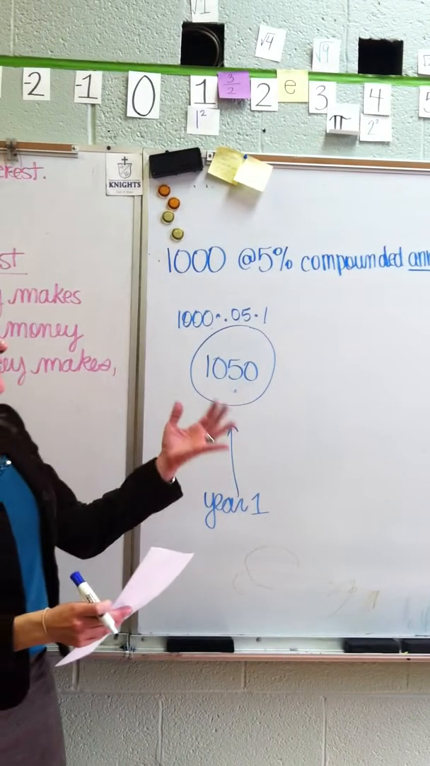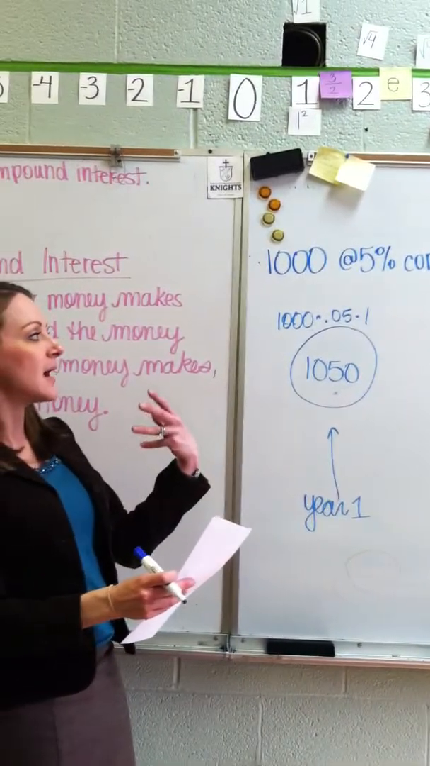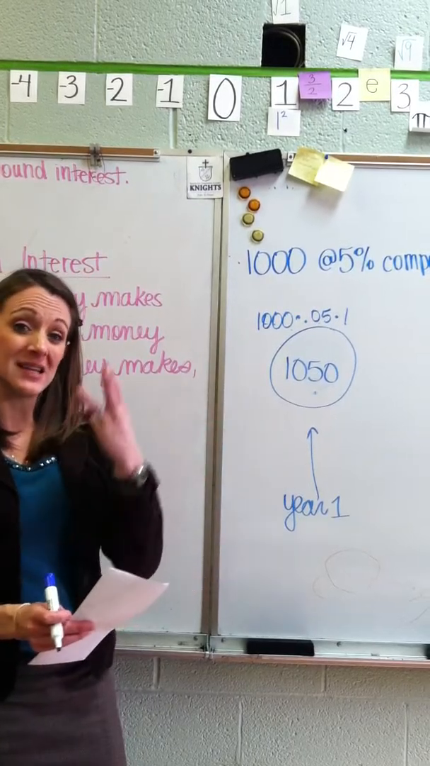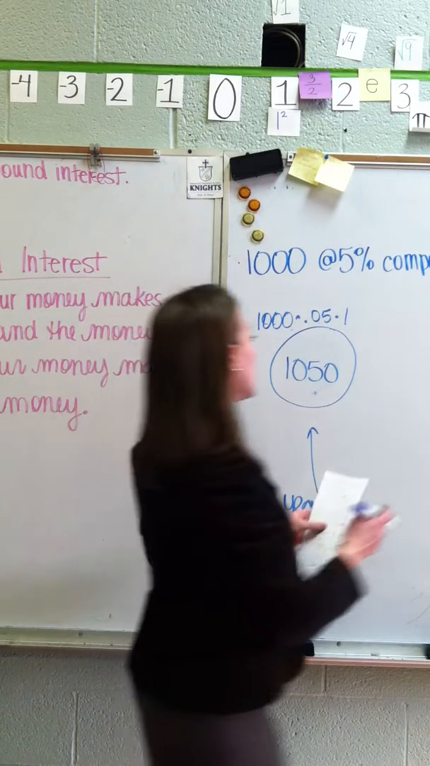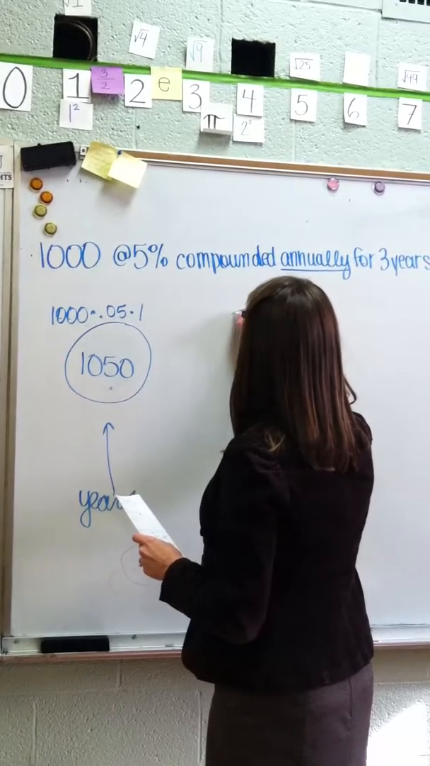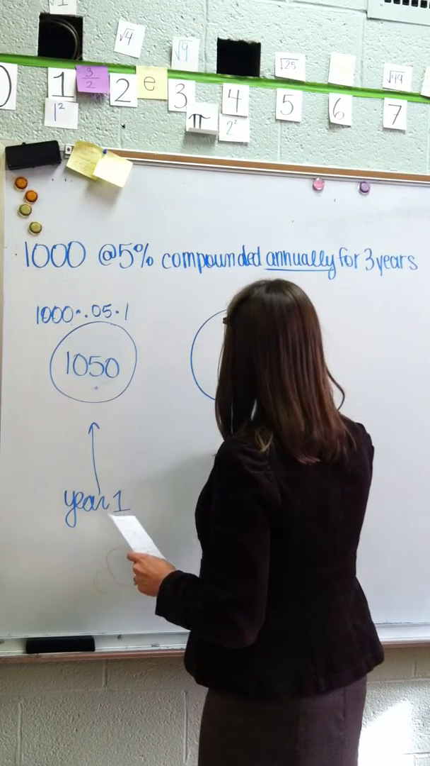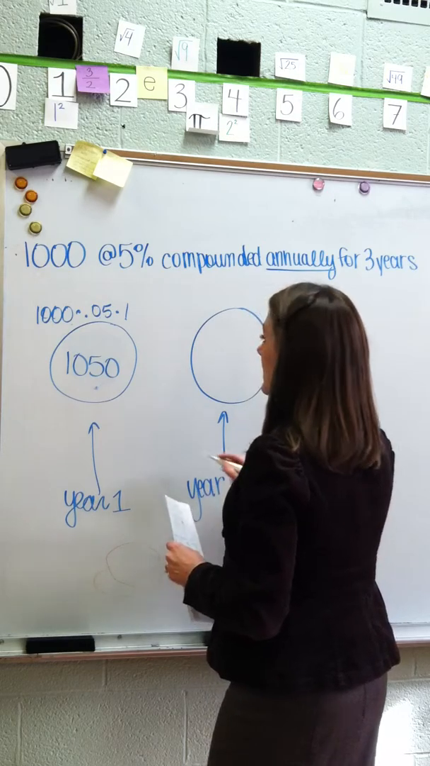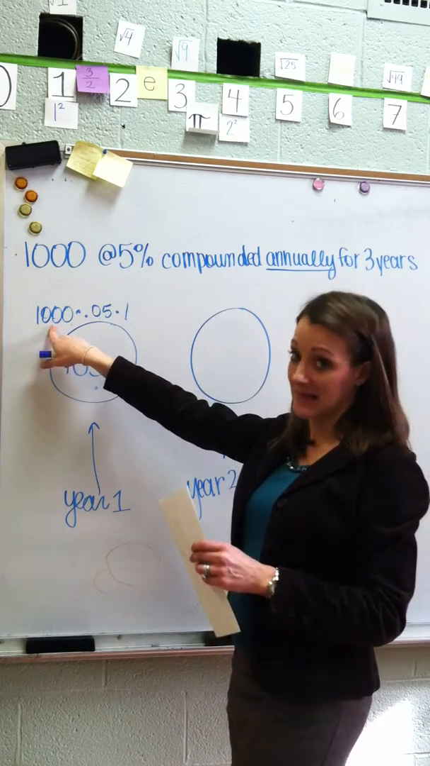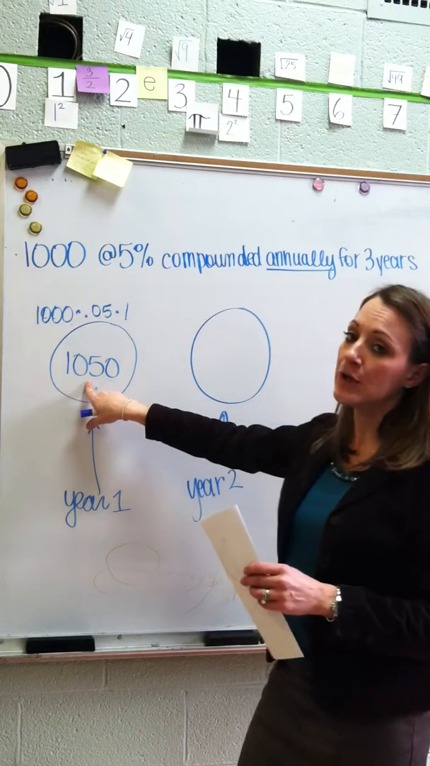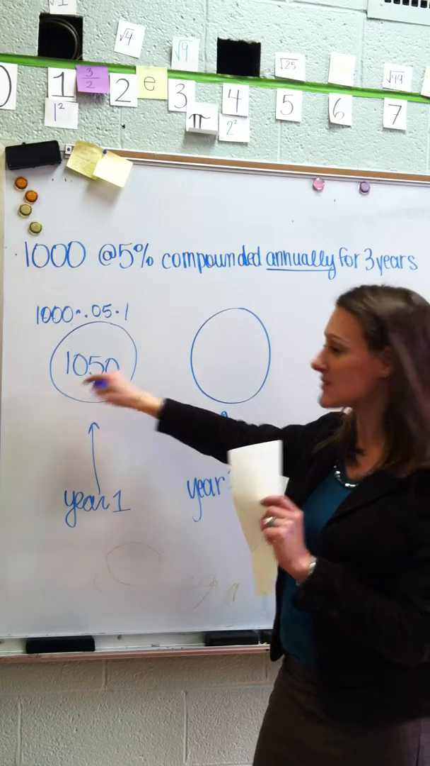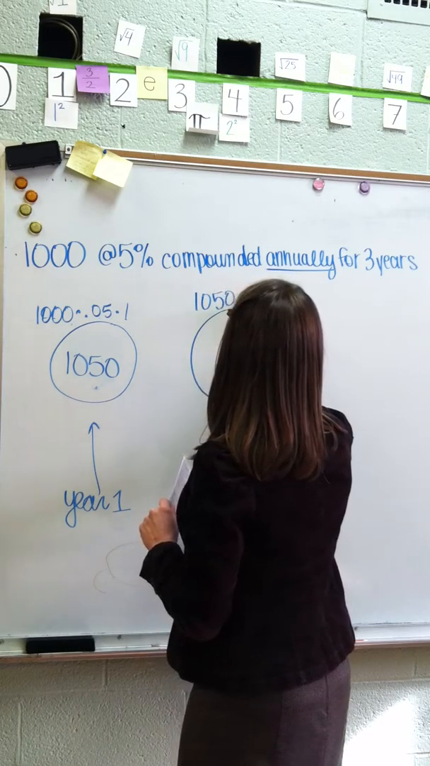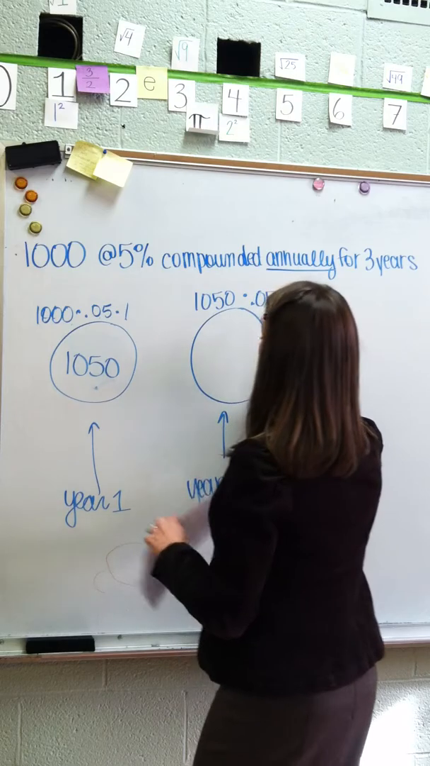Because I've agreed to invest my money compounded annually for 3 years, I still have 2 more years left here. So in year 2, and this is how compound interest works, my snowball is going to get a little bit bigger because I'm not investing again at my $1,000. I get to use my new amount of $1,050. So I've got $1,050 at my 5% for this year 2.